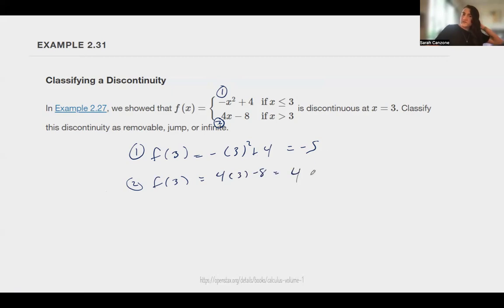Obviously, these two things are not equal, but because the point is at 3 for both of them, we are jumping from one point to the next. So this is a jump discontinuity. If you remove a term, it's a removable discontinuity. Honestly, in a piecewise, most likely, if it's not continuous, it's just going to be a jump discontinuity.